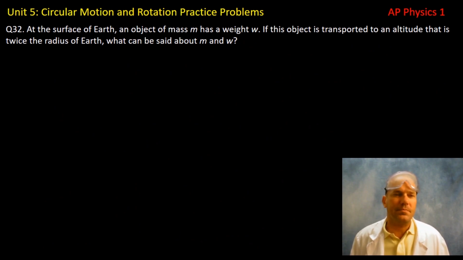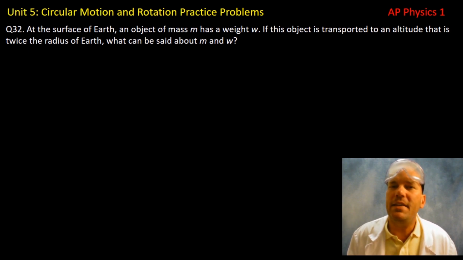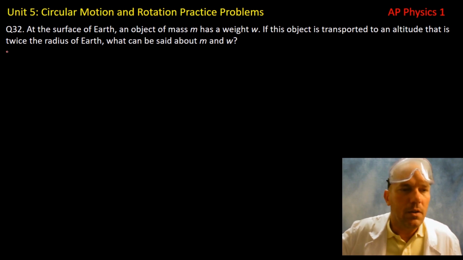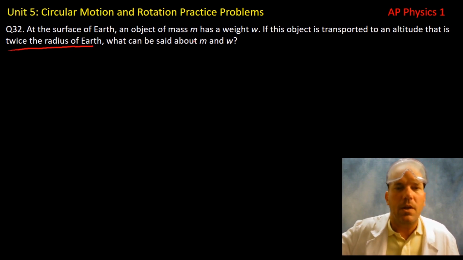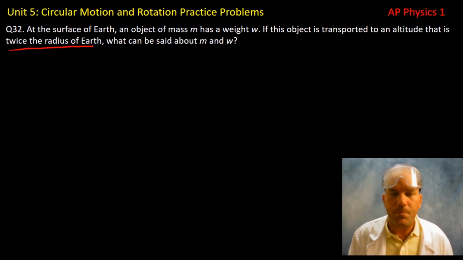Question 32. At the surface of the Earth, an object of mass m has a weight of w. What is weight? Mass times the acceleration due to gravity. If this object is transported to an altitude that is twice the radius of the Earth, what can be said about m, or the mass, and w, or the weight?